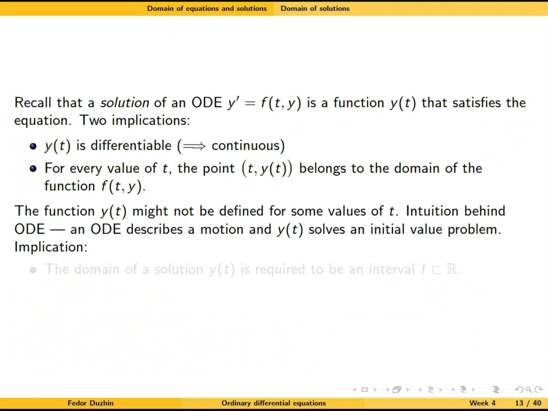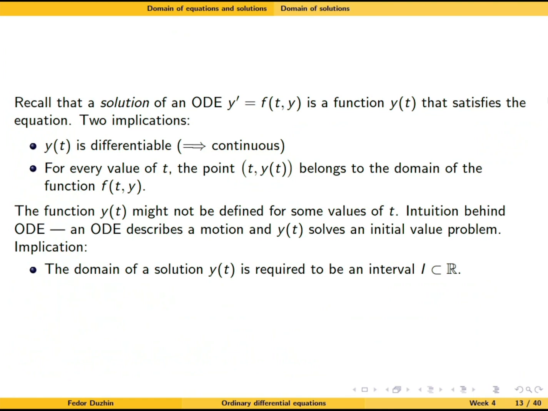But then in practice, when you just solve the differential equation explicitly, sometimes y of t may or may not be defined for certain values of t. But the intuition here is that a differential equation describes a motion, and a motion is continuous, right? Which is why the domain of a solution is required to be, well, sorry, not necessarily an open set, but just an interval. Let me maybe give you an example.